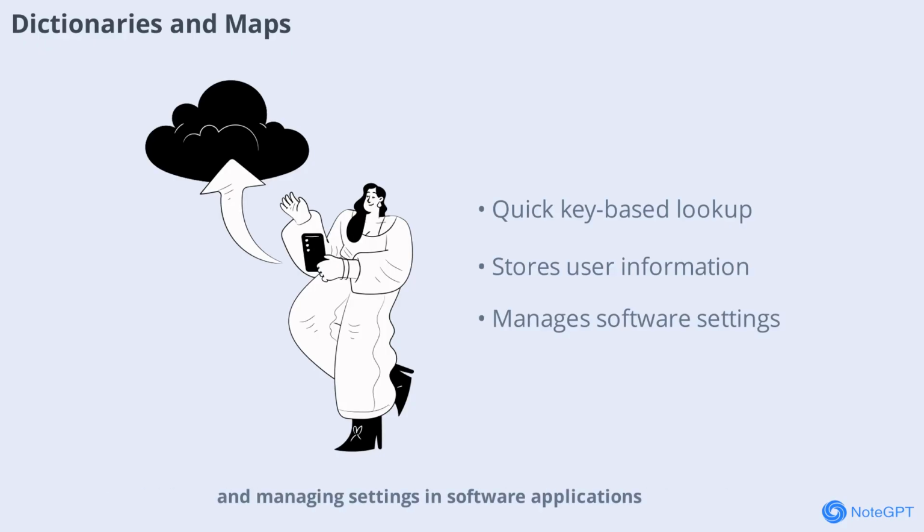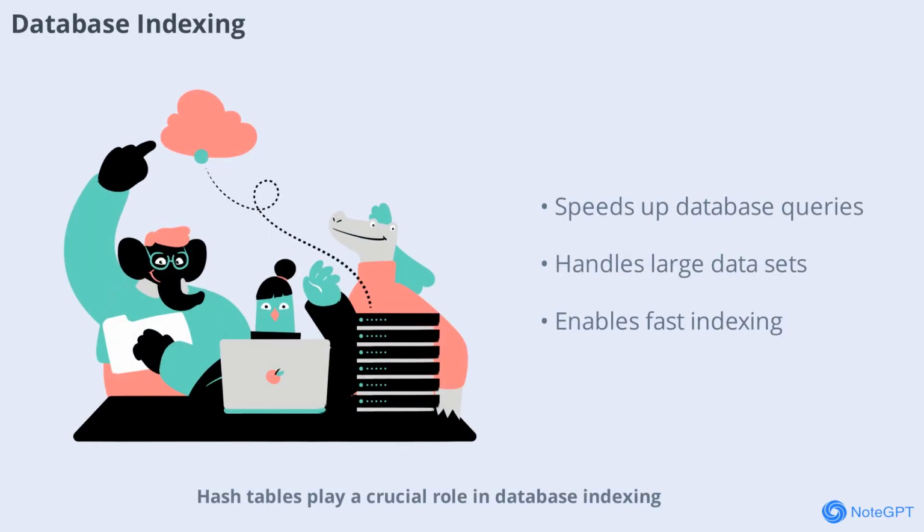Hash tables play a crucial role in database indexing. Indexes help databases find records quickly without scanning every row. By using hash tables, databases can jump straight to the data they need, making queries much faster. This is especially important for large databases with millions of records. Efficient indexing is one reason why modern databases can handle so much data so quickly.